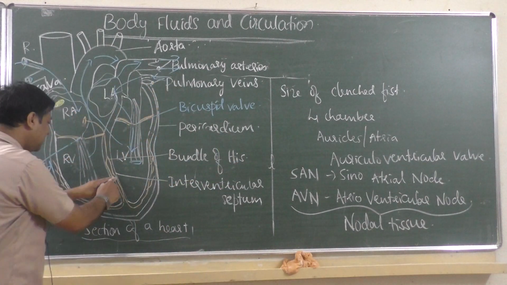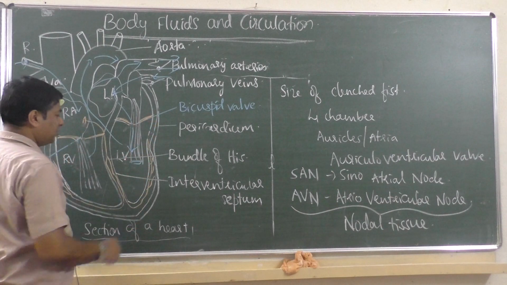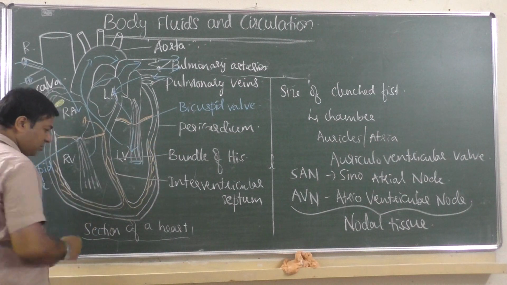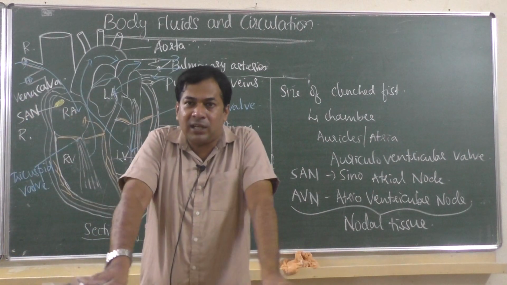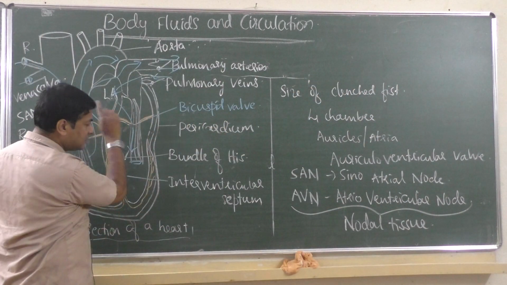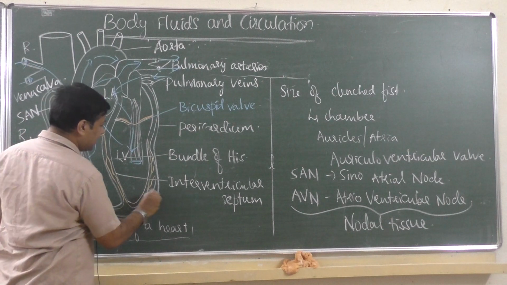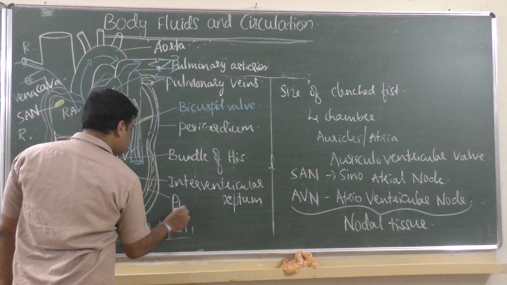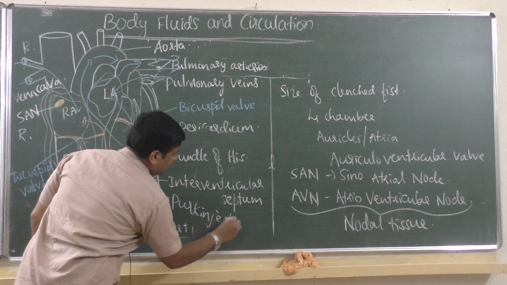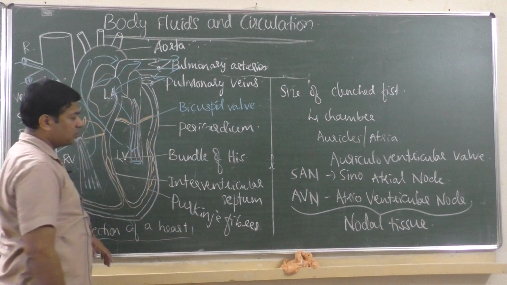Okay, then again it produces branches and it divides and goes to left and right part of the heart. You see here the orange color line I am showing here also and here also, because it produces two branches and goes to two sides. Okay, then it has produced many branches here, and those branches are called Purkinje fibers. Branched nerve fibers, it is called Purkinje fiber.